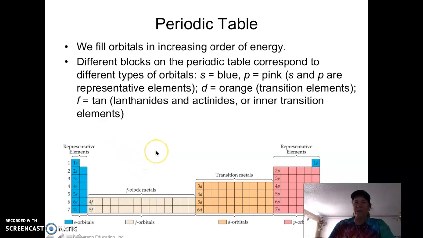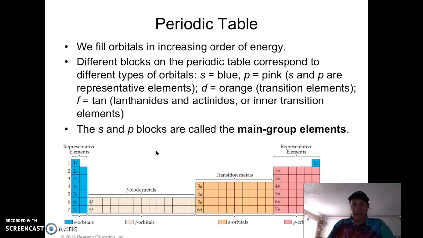So you fill in the orbitals by increasing energy, and it's always the same order. It never, ever changes. Okay? And the S and the P are the main groups. Those are the ones we work with mostly because those are the most common elements. We don't really work with uranium and plutonium and all those other ones, but they're there, and I'll show you how to do them if you have to.